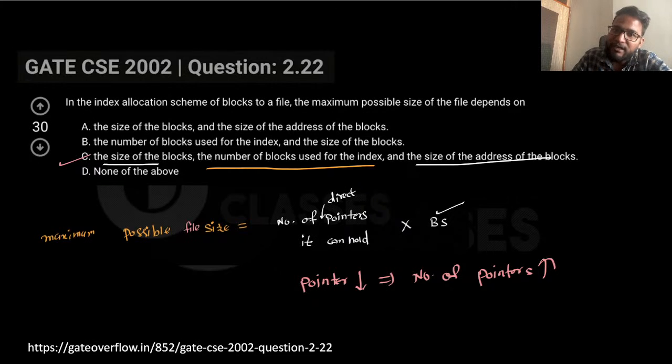A is partially correct, which means that A is not having all of this. A is just having two of them. B is also having just two of them, right? B is having number of blocks used for the index. B is having this thing and the size of the block, but it doesn't have the pointer. So A and B are the partially correct. These are not fully correct, which means C is the perfect answer that we have.